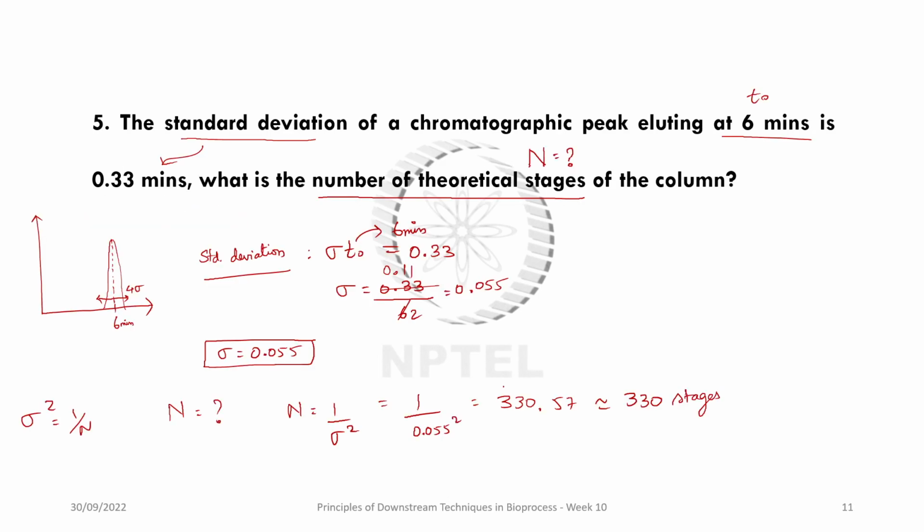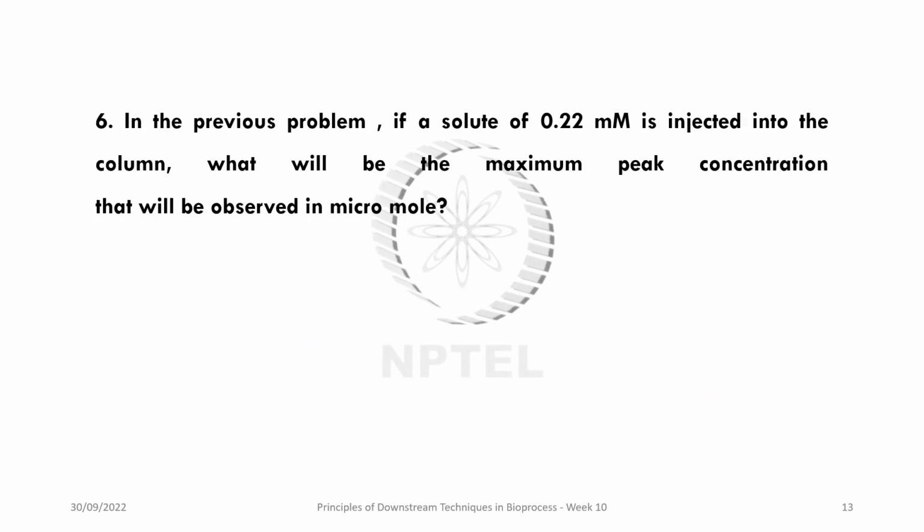So in this problem, you have T naught, you have N, you have sigma. What are they asking you now? First, let's understand what is given. The concentration of a solute, the feed concentration, is equal to 0.22 millimoles. This is injected into the column, which means this is the feed. What will be the maximum peak concentration?